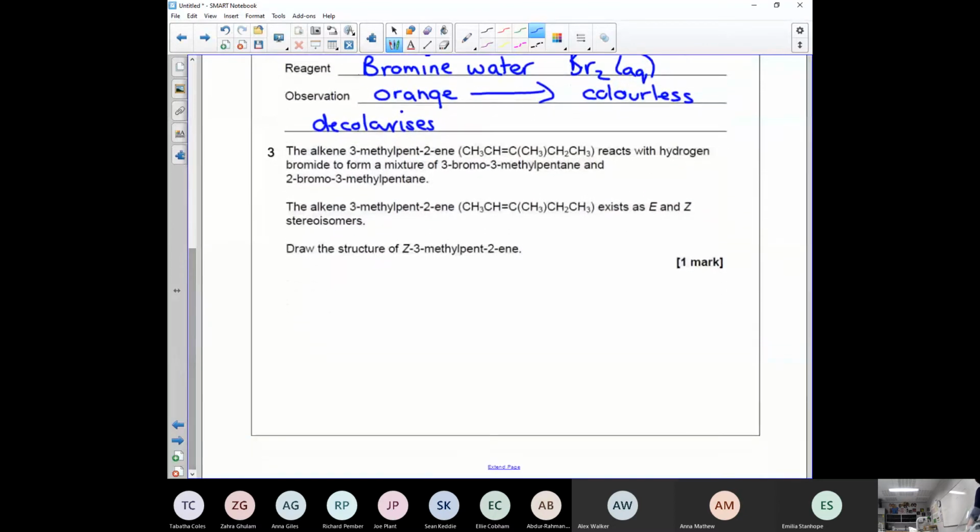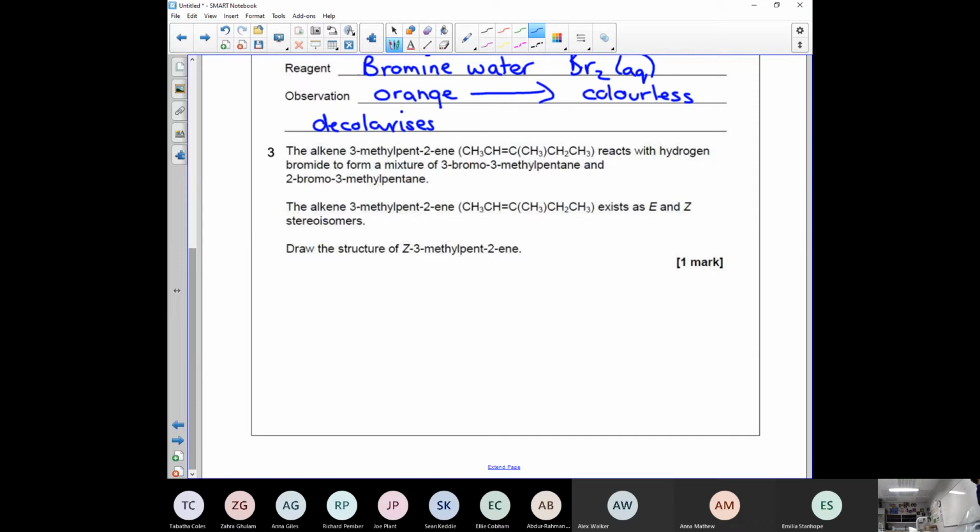Right, so question 3, a completely separate question. We've got an alkene, 3-methylpent-2-ene. That looks like that. And it reacts with hydrogen bromide to form a mixture of 3-bromo-3-methylpentane and 2-bromo-3-methylpentane. Cool. So, first off, the question tells us that the alkene, at the start of the question, exists as E and Z stereoisomers.